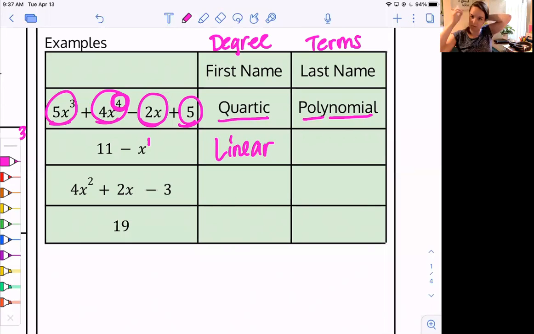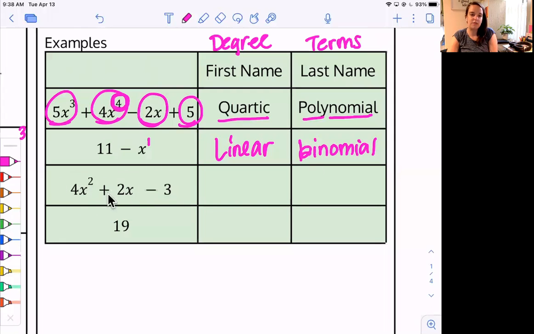And then how many terms does it have? Yeah, it has two terms, so it's a binomial. So this is a linear binomial. Be careful, there's no M-O in that, Amira, so it's spelled like this. Nice.